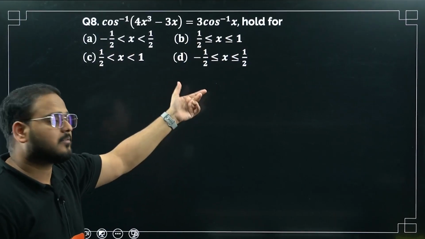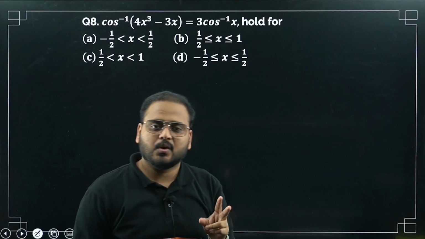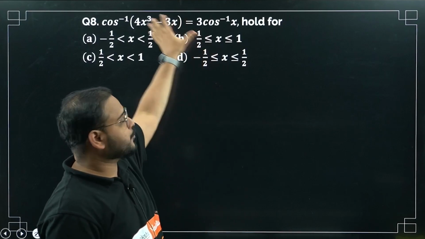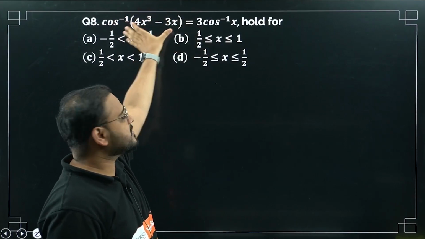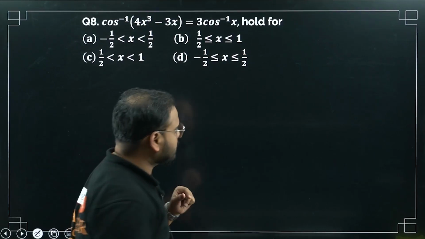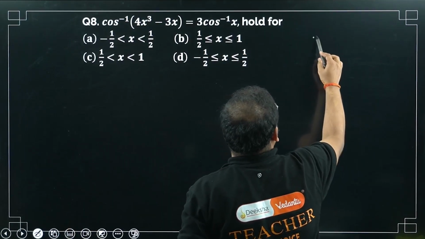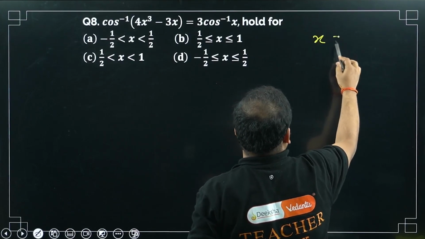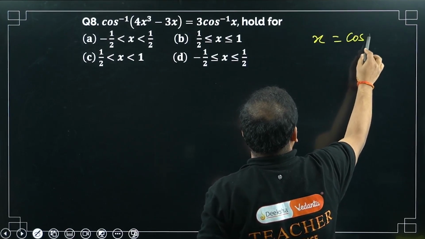So to find the domain here, they can ask you two type of question. Okay, whether they'll give you the domain and ask you to prove the statement, or they have given this and ask you to which domain it is true for. Okay, so do one thing. First take the substitution here. Take x equals to cos theta, right? Cos theta.